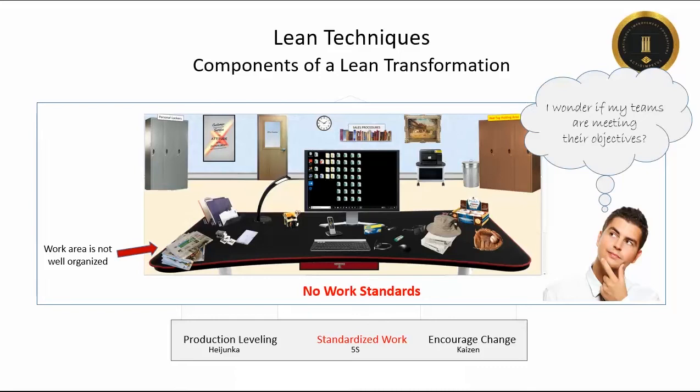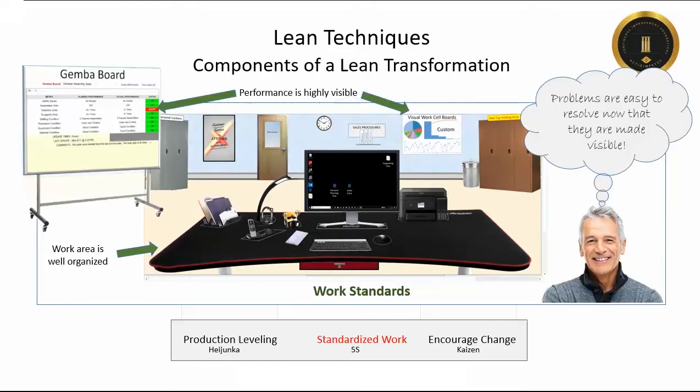Implementing standardized work results in a workplace that is safe, clutter-free, and well organized, and also highly visible. The example shown here is not well organized. For a manager or supervisor, it would be very difficult to know whether the work area is meeting its objectives. This example is much better and well organized. There's a place for everything and everything is in its place. A manager or supervisor can easily see if the work area is meeting its objectives because the performance is highly visible.